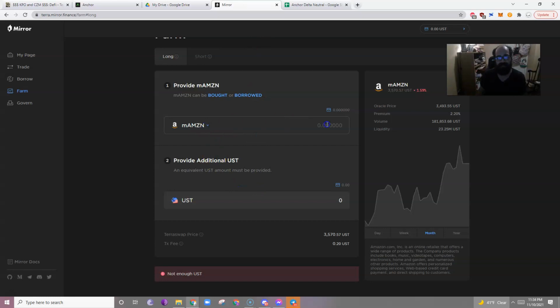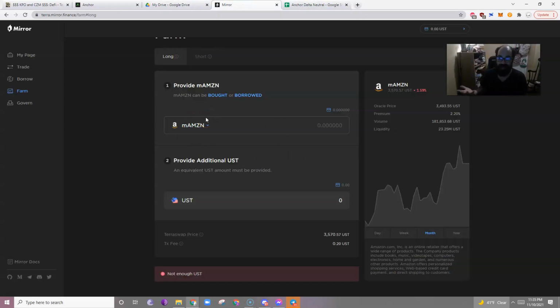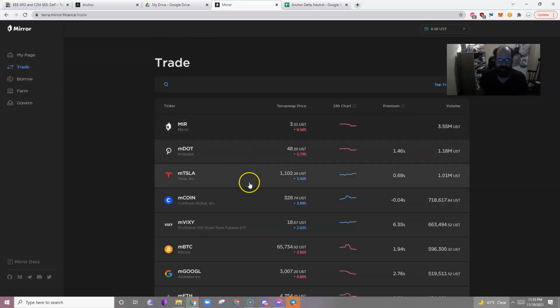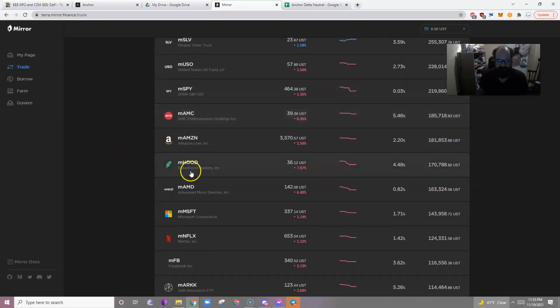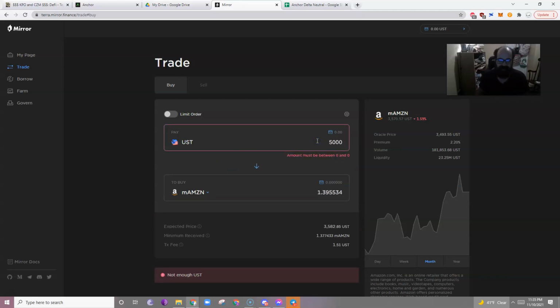So you will purchase, presumably in this particular scenario, $5,000 of long Amazon, basically just like buying the stock. To purchase that, you would have to go to trade, then Amazon. For $5,000. And there you go, right? So you would have 1.39, 1.4-ish shares of mirror Amazon. There's a little bit of a fee, but it's negligible.